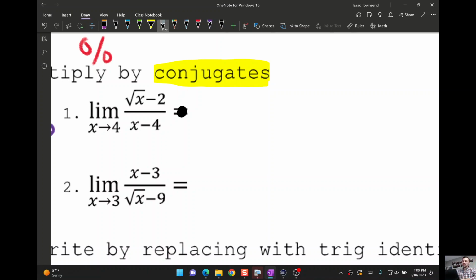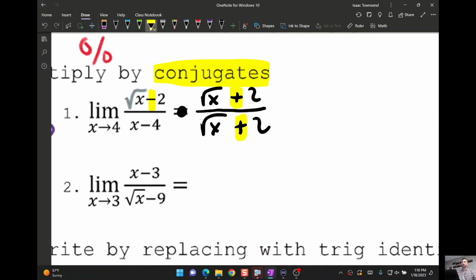So you're going to take the part that has the square root, whether it's the numerator or denominator, and we are going to multiply the top and the bottom by this guy's conjugate. And all conjugate means is you switch the middle sign. So square root of x minus 2 becomes square root of x plus 2. That is its conjugate.